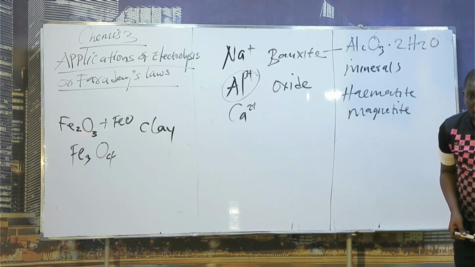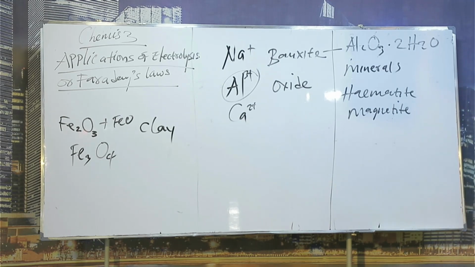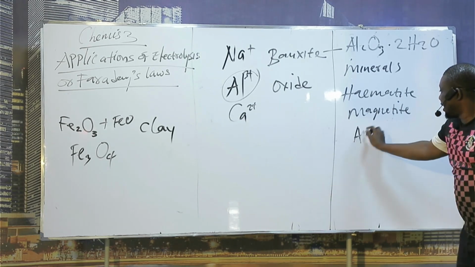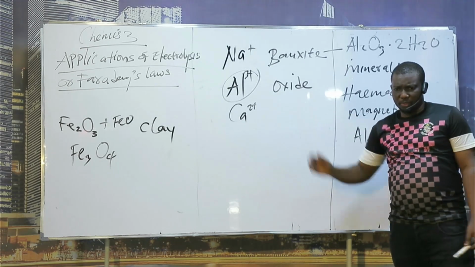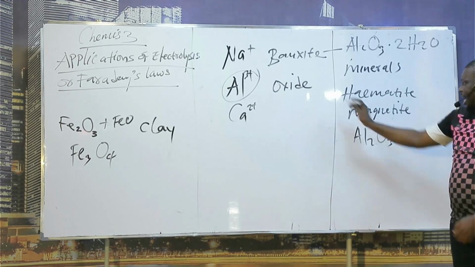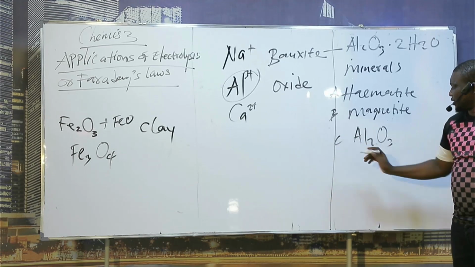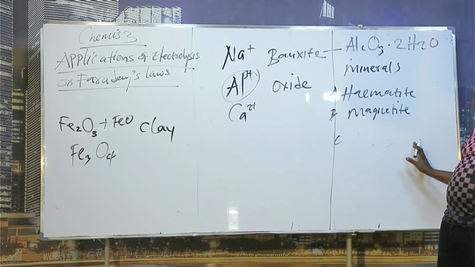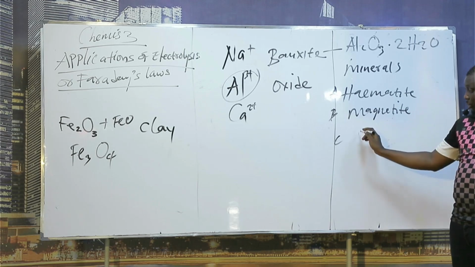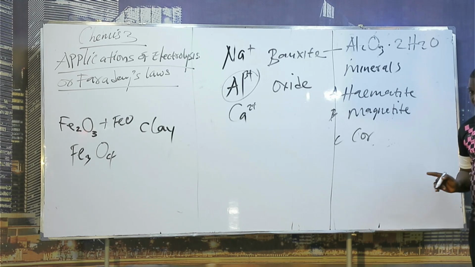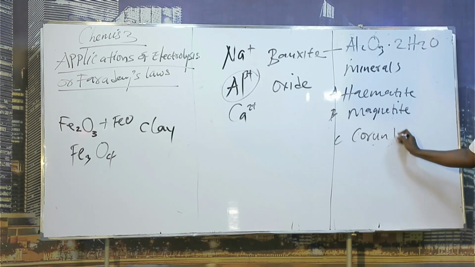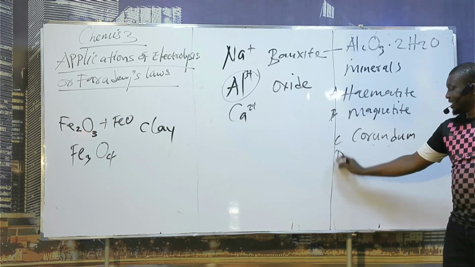Corundum. Corundum is another name for alumina. What is the formula of alumina? Al2O3. These are a class of oxide ores. Which of the following is not? They will call it corundum, not alumina, because they believe some of you know alumina. But you know that alumina can be used interchangeably as corundum.